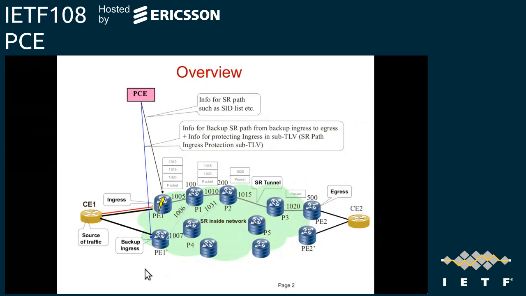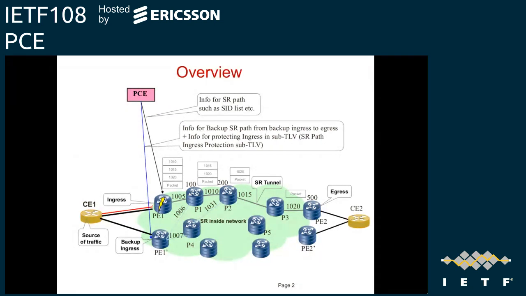I'm a little confused. If the failure of PE1 happens, even if there's no PCE to synchronize the backup information, CE1 can directly steer the traffic to the backup SR path. I'm not sure why the information should be synchronized between two PEs.